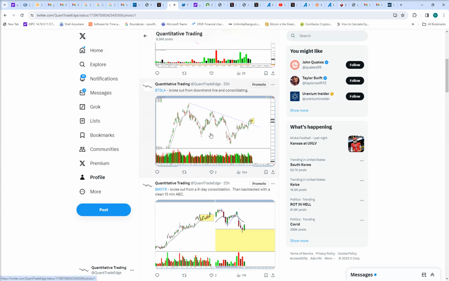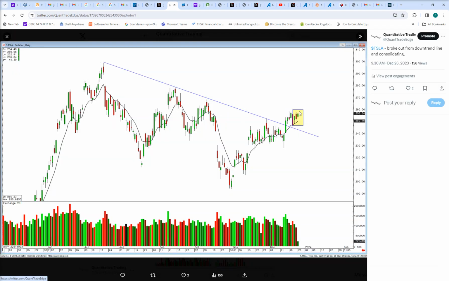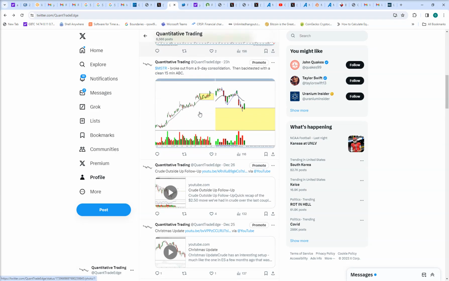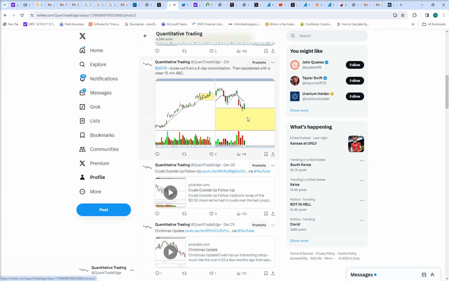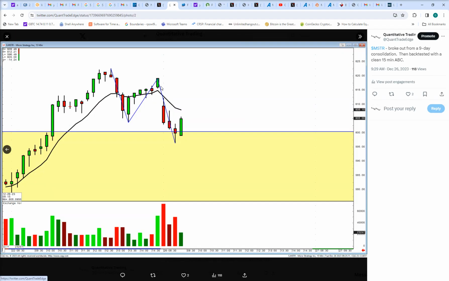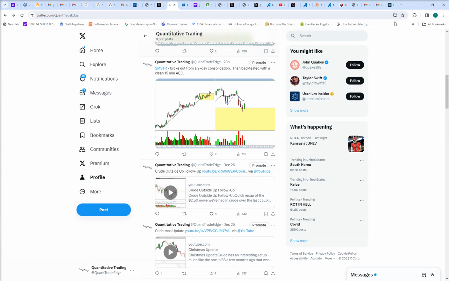Like yesterday, I mentioned how Tesla had this breakout and is consolidating, and as you can see today, Tesla is moving higher, significantly higher. I also posted here yesterday about MicroStrategy's MSTR. This is a daily consolidation that it's had after a nice run-up, and it broke out of that daily consolidation and started backtesting it. And the backtest was a very clean ABC on the 15-minute. You can see how it got right into that zone and picked up from there. That's also doing really well today.